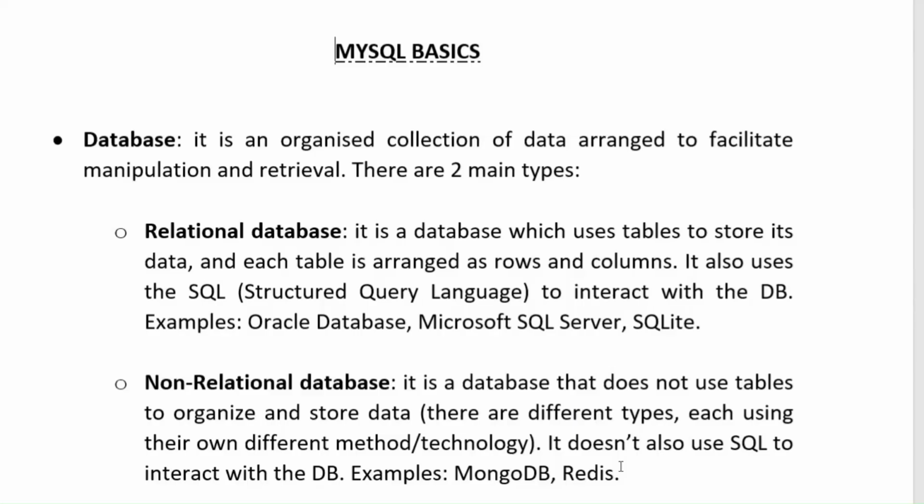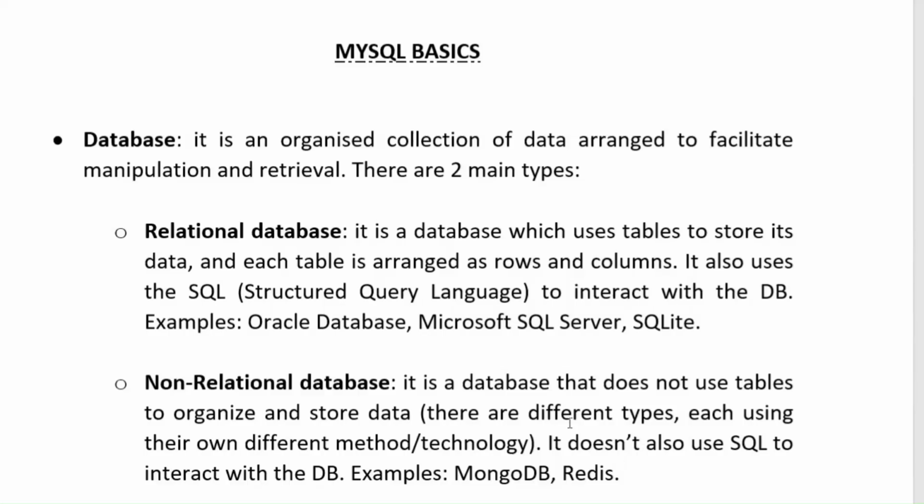Now we have two main types of databases that exist. The first type is the relational database. This is a database which uses tables to store its data, and each table is arranged as rows and columns. It also uses SQL, which stands for Structured Query Language, to interact with the database. This means the commands which you are going to be writing in order to do various things in your database are going to be written in a language known as SQL. Examples of relational databases are Oracle database, Microsoft SQL Server, and SQLite.